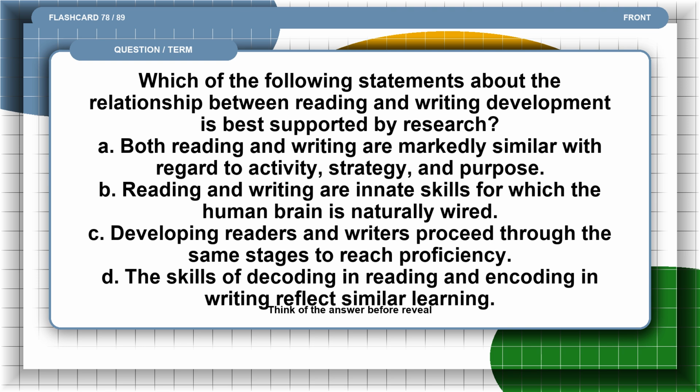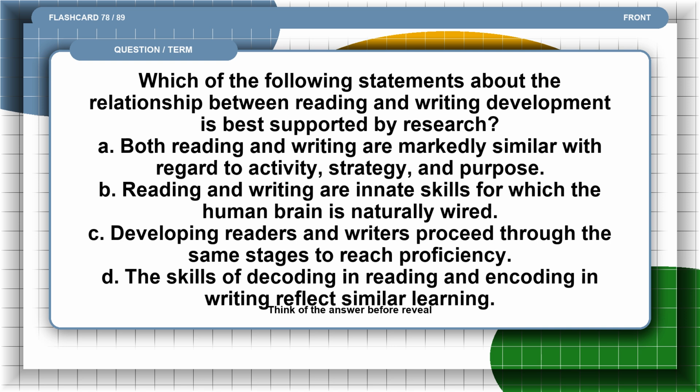by research? A. Both reading and writing are markedly similar with regard to activity, strategy, and purpose. B. Reading and writing are innate skills for which the human brain is naturally wired. C. Developing readers and writers proceed through the same stages to reach proficiency. D. These skills of decoding in reading and encoding in writing reflect similar learning.